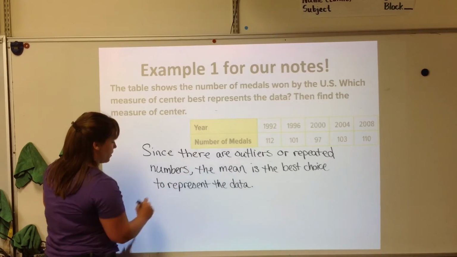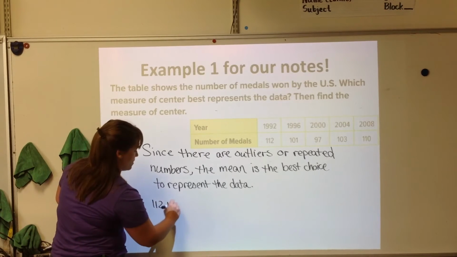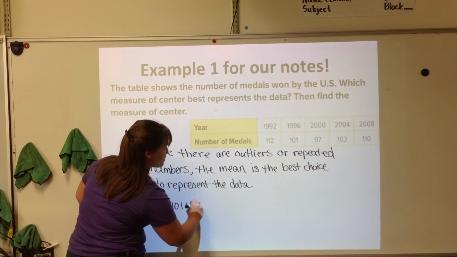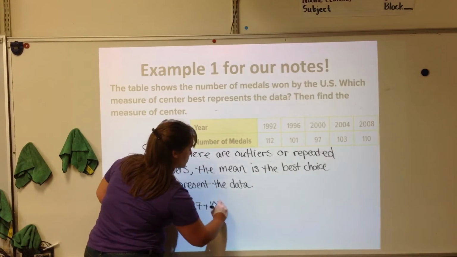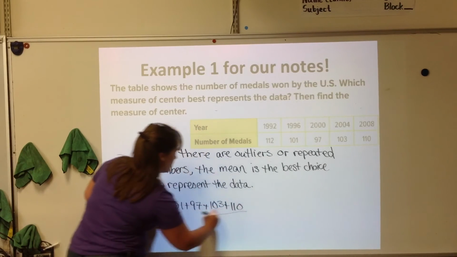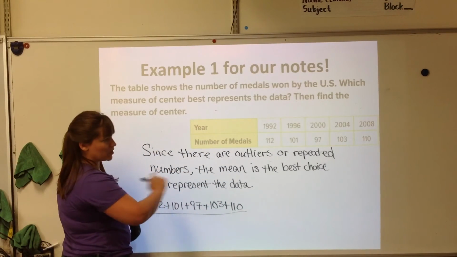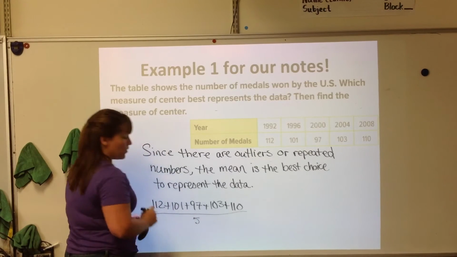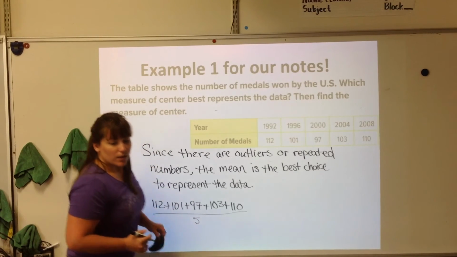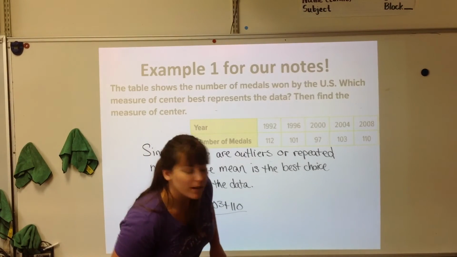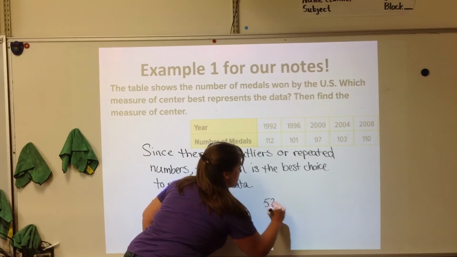And then we would find the mean just like normal. We would add up all of these numbers. At this point, it does not matter that they're in order or not. We would just add them up. You can go ahead and do that. How many numbers are there? There are 5. When we add all of them up, I did it beforehand, is 523.